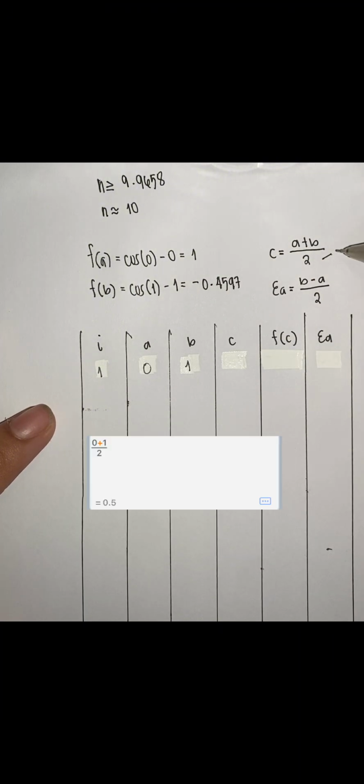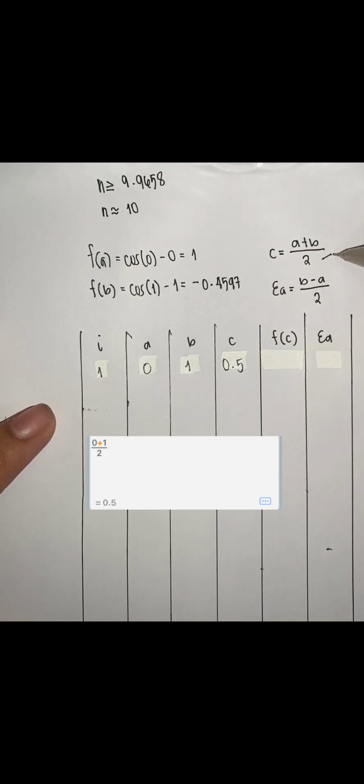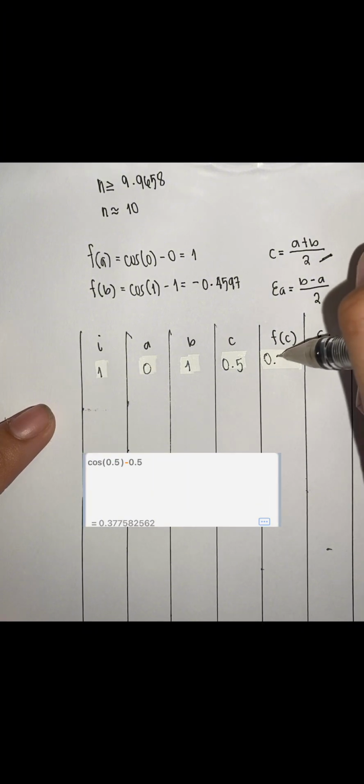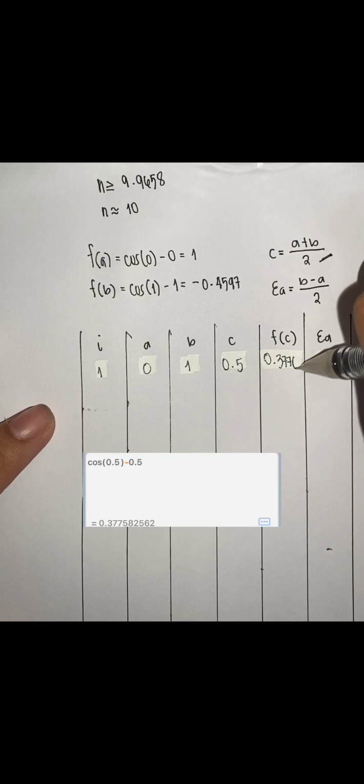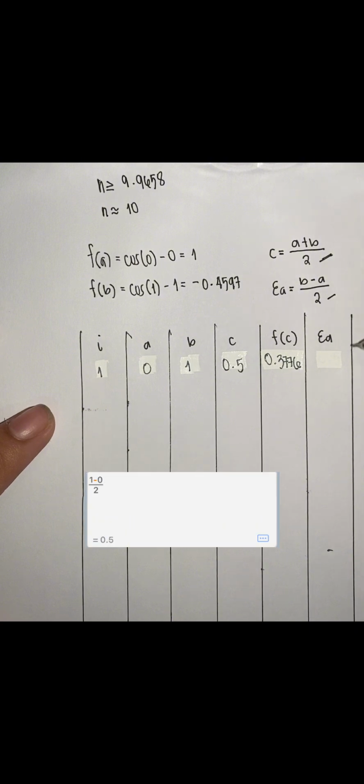So moving forward, for our table, we have for iteration 1, a is equal to 0, b is equal to 1, c is equal to 0.5 based on our formula. f(c), we have 0.3776. And absolute error based on our formula is equal to 0.5.